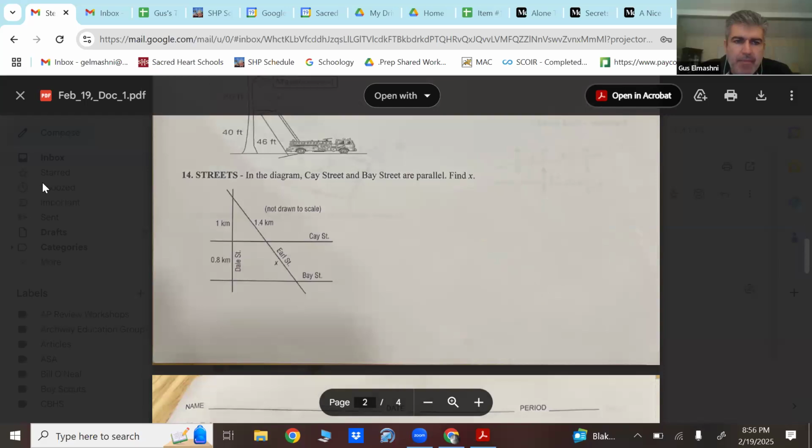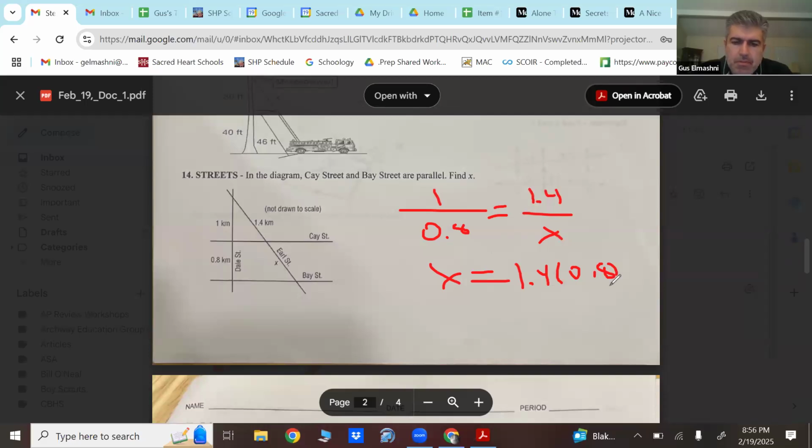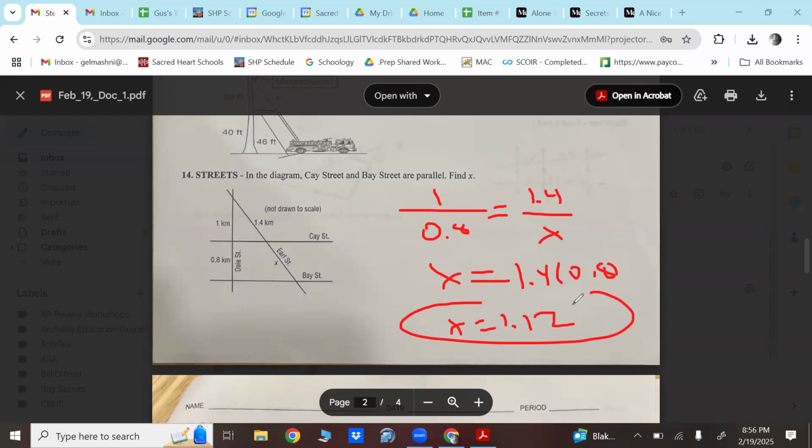So we want to do the same thing here, right? 1 to 0.8 equals 1.4 to x, wherever that is. So also it's pretty basic, right?